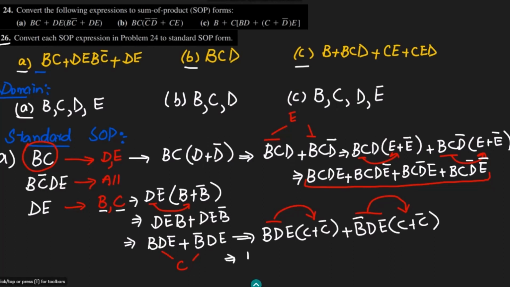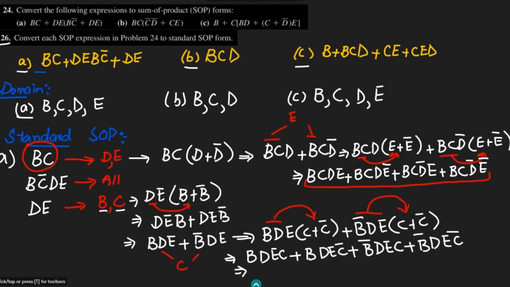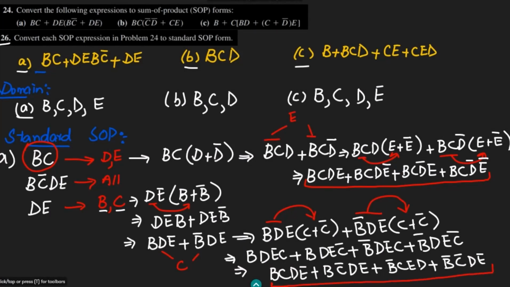I will get B D E C plus B D E C prime plus B prime D E C plus B prime D E C prime. Okay. Or rearranging it, what I will get? I will get B C D E plus B C prime D E, okay, plus B prime C E D, and here B prime C prime D and E. Okay. So we have this equation here and it is already calculated.